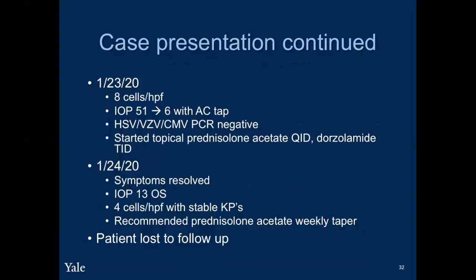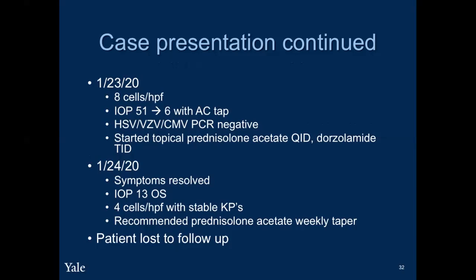So just to wrap up with our case, when I initially saw the patient, their IOP was elevated to 51 and they had some trace anterior chamber cell. I performed an AC tap, and their IOP came down to 6. We sent the AC tap for HSV, VZV, and CMV PCRs, which all returned negative. The patient was started on topical prednisolone acetate, as well as some IOP lowering drops.